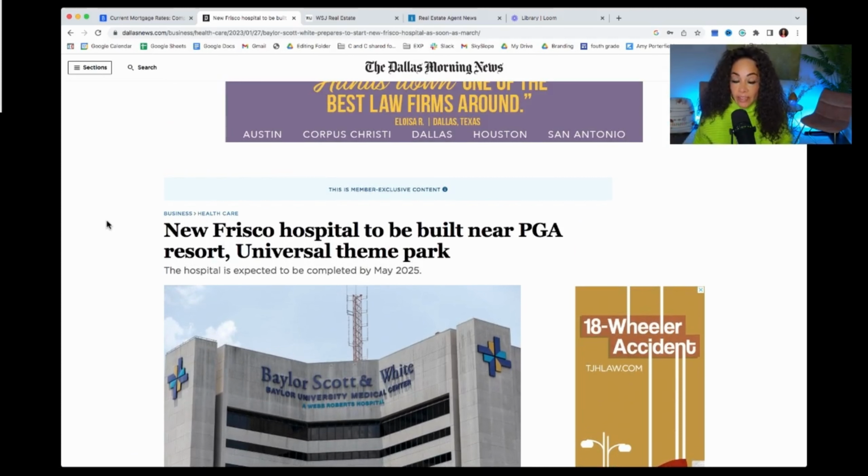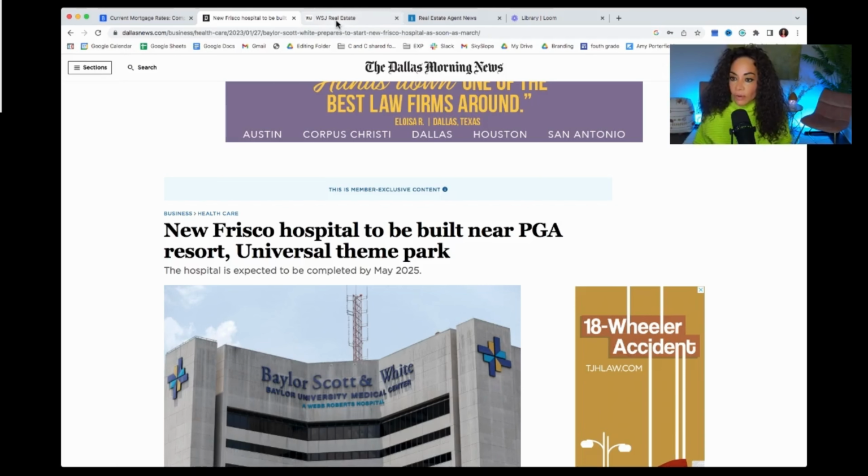On the flip side, if I have sellers or people that are starting to prepare to sell, this is great information for them to know: hey, this is what's coming to the area. It may or may not affect the pricing that they will ultimately decide to put their house on the market for. So that is a local news outlet that I use.